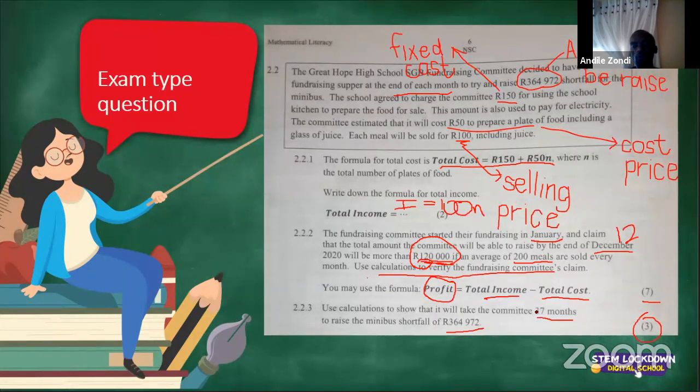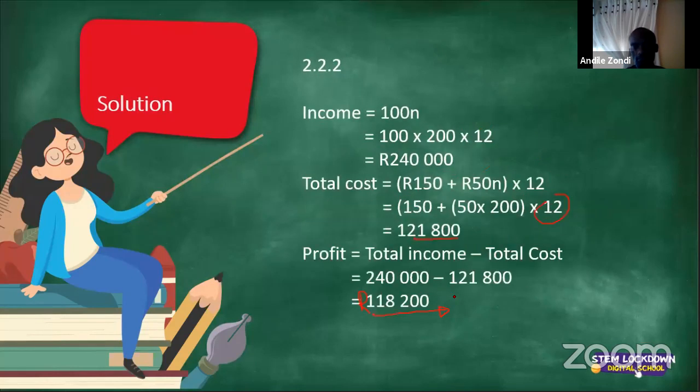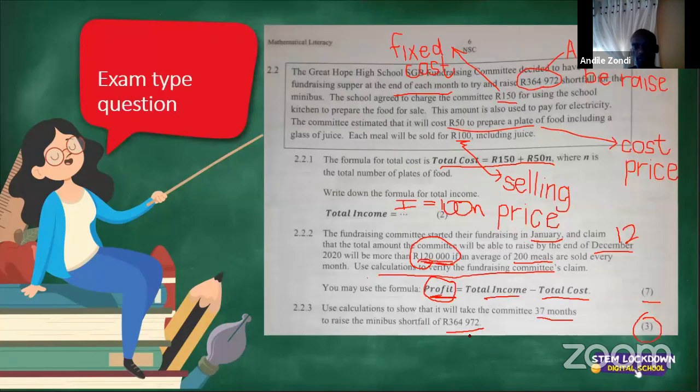Now how would you answer this question? You first need to understand that this figure that you got here is actually the amount of money that they'll make in a year, right? What figure is that? This figure here. So this is the amount of money that they make in a year. But now I need to know if they carry it on for another 37 months, will they make 364,972? Okay, all this is easy.